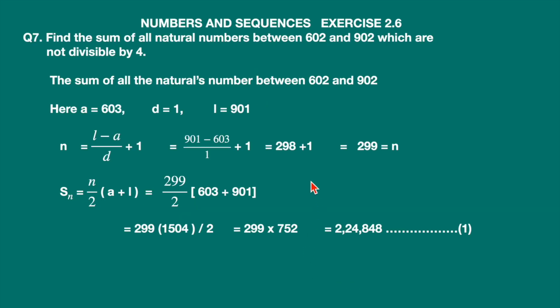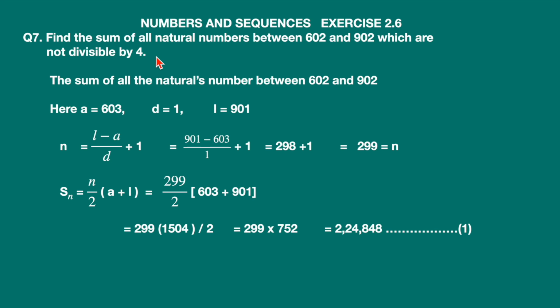We are studying the second chapter, Numbers and Sequences. The exercise is 2.6. The first 6 sums of exercise 2.6 I've done in the previous video. You can go through that. We are going to start with sum number 7. Find the sum of all natural numbers between 602 and 902 which are not divisible by 4.